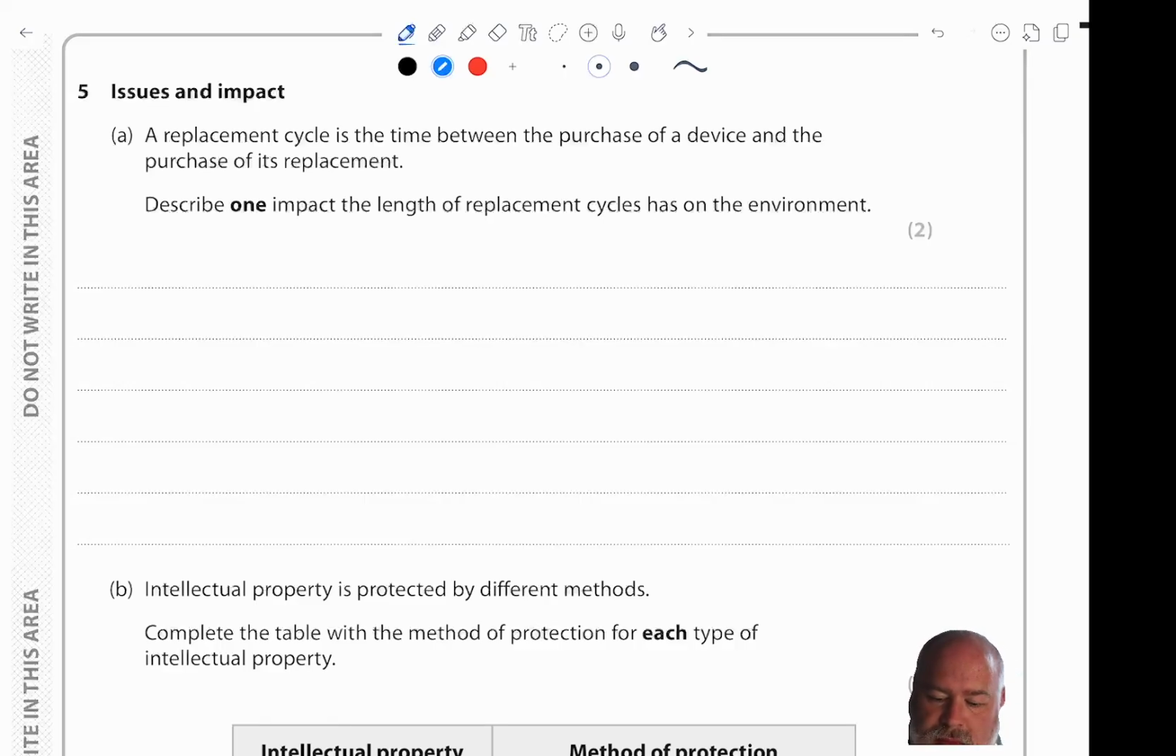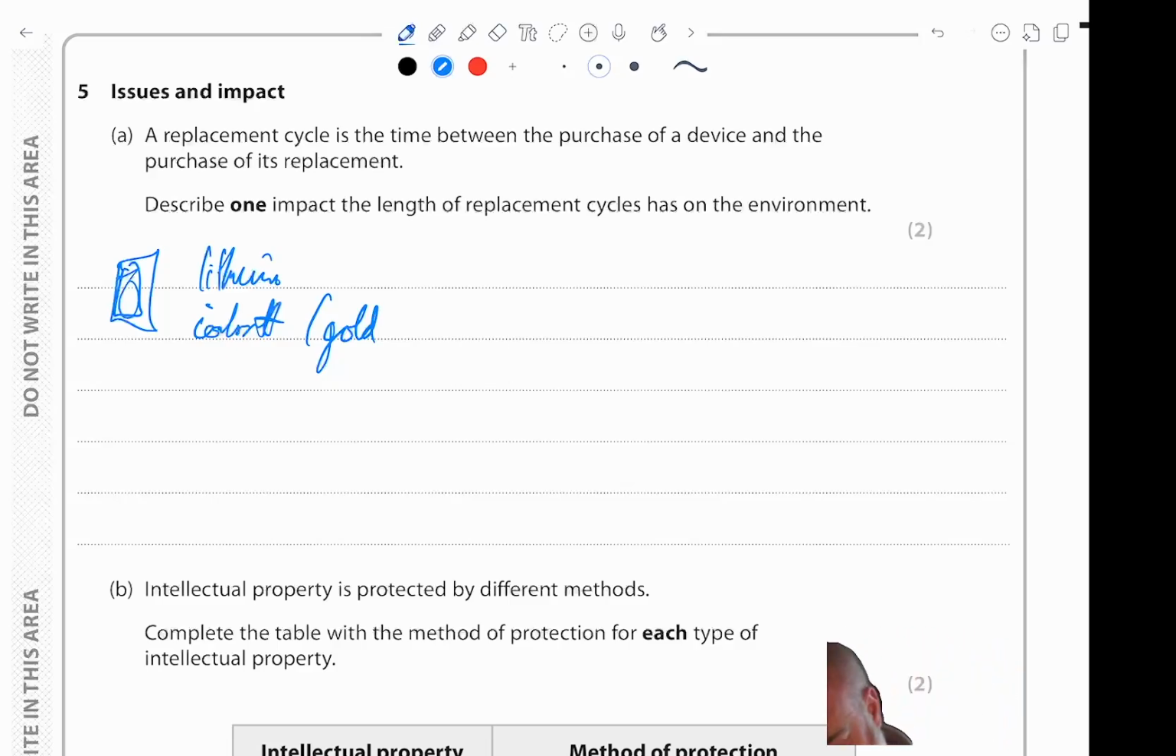Well, every time you create that new phone, it has to have lithium, cobalt, gold, loads of precious minerals, and lots of other things which would be difficult to manufacture and mine from the environment. Data centers, I mean, also more e-waste, electronic waste, more e-waste, more manufacturing.